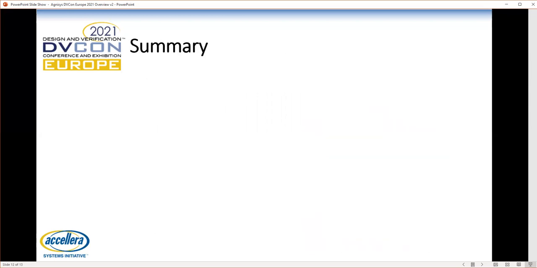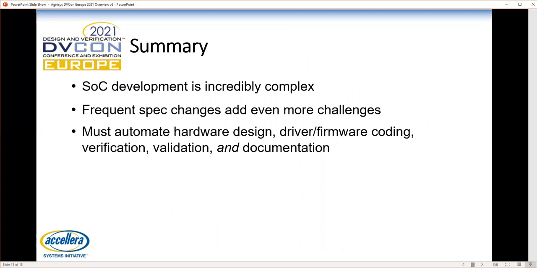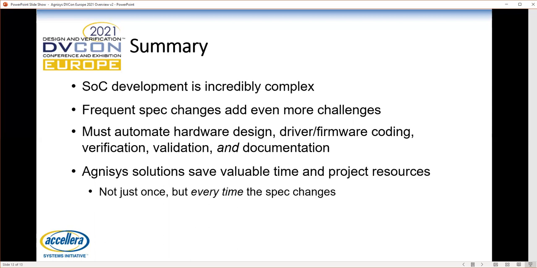So in summary, the development of large IP blocks and SoCs is incredibly complex. That's not a one-time problem. You have frequent spec changes and ripple effects, and every time the spec changes, you have to face the same challenges over and over again. So the only solution is to automate every step of the process: hardware design, firmware coding, verification, validation, and generation of documentation. Agnisys solutions handle all this, saving you valuable time and project resources, not just once, but every time the spec changes.